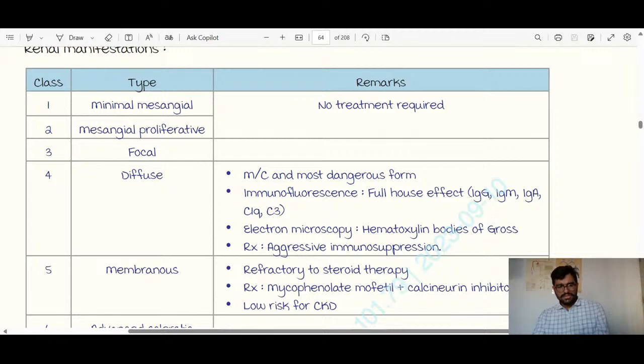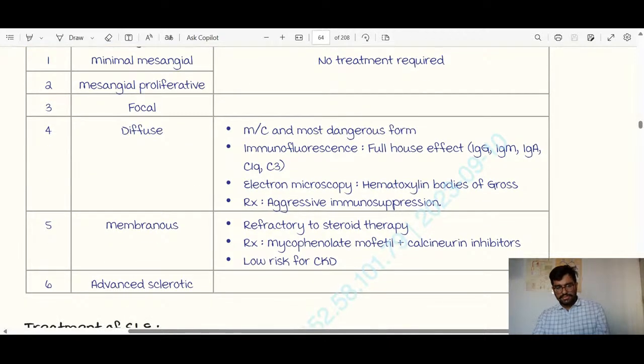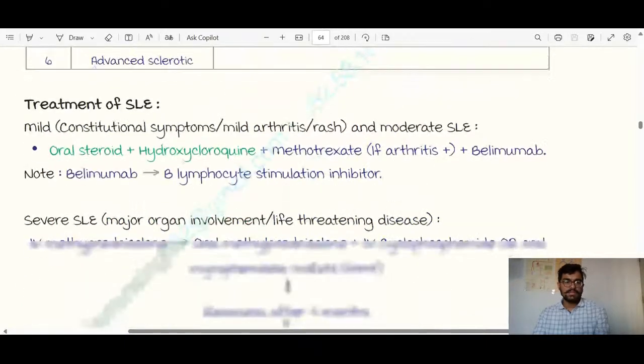Focal, no. Diffuse, most common and most dangerous form, immunofluorescence full house effect of IgG, IgM, IgA, C1q, C3. Electron microscopy, hematoxylin bodies, wire loop lesions. Treatment: aggressive immunosuppression, but membranous is refractory to steroid therapy. Treatment with mycophenolate mofetil plus calcineurin inhibitors. Low risk of CKD. Advanced sclerotic.